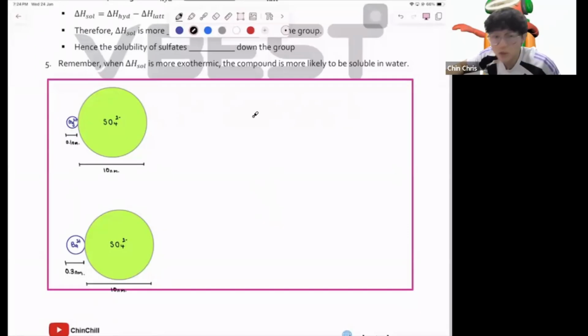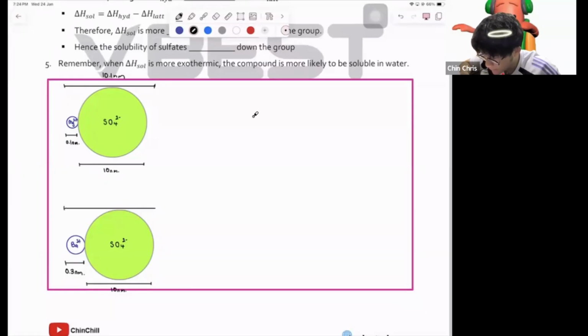Let's say if you were to compare, what is the overall size? The overall size for magnesium may be just 10.1 nanometer. Then for barium, if you compare, barium is just 10.3 nanometer, am I right? Understand the drawing? So we have to explain based on the size itself. So draw this out first, then I'll show you how to arrive at your answer later.